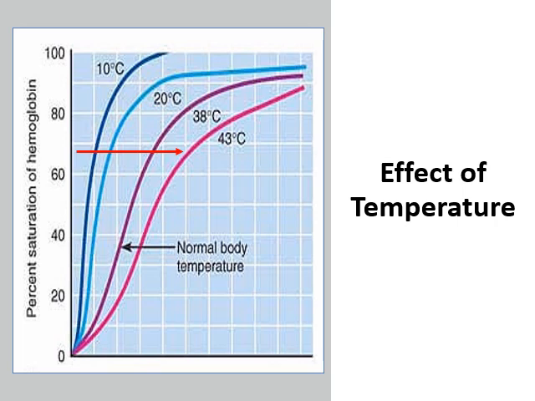The increase in the temperature shows right shift in the oxygen hemoglobin dissociation curve. This means that at any given partial pressure of oxygen, hemoglobin will be less saturated with oxygen, so more oxygen will be given to the tissue. So the rise in the temperature is accompanied by decrease in the hemoglobin affinity for oxygen, facilitating the unloading of the oxygen from the hemoglobin to the tissue.